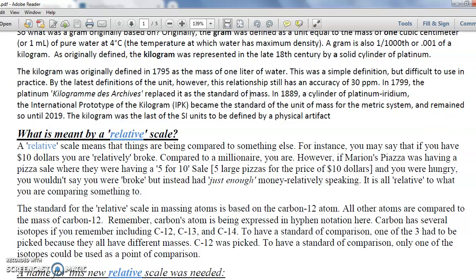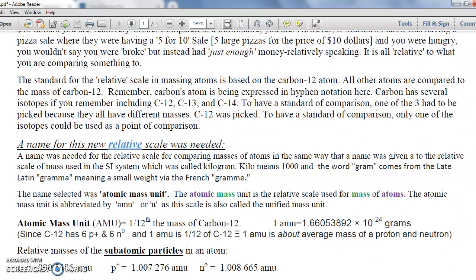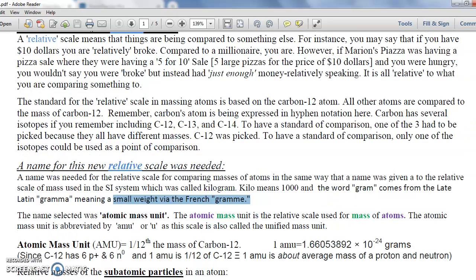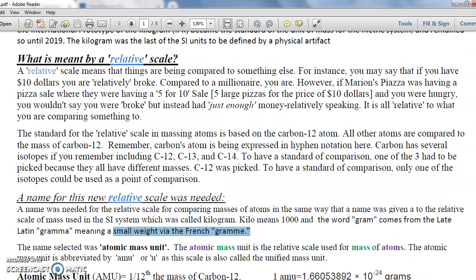By the way, we'll skip down here real quick. Where does the term gram come from? Gram is actually French, meaning small weight. Kilo means 1,000, so kilogram would be 1,000 small weights. I don't know, something like that.